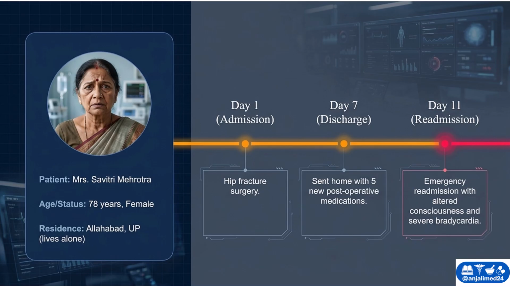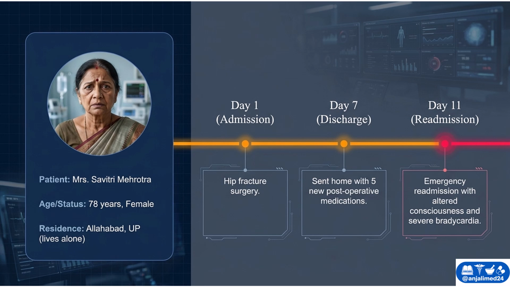Now observe what happened next. By day 11, only 4 days after discharge, she required emergency readmission with altered consciousness and severe bradycardia. So, what likely went wrong? In many real world case scenarios, patients unintentionally continue old medication while simultaneously taking the newly prescribed ones. Duplicate beta blockers, excessive sedatives, opioid overuse, incorrect insulin dosing, or drug drug interactions can rapidly become life threatening in elderly individuals. Living alone further increases the risk because there is no caregiver available to monitor the medication schedules or identify the warning signs early.